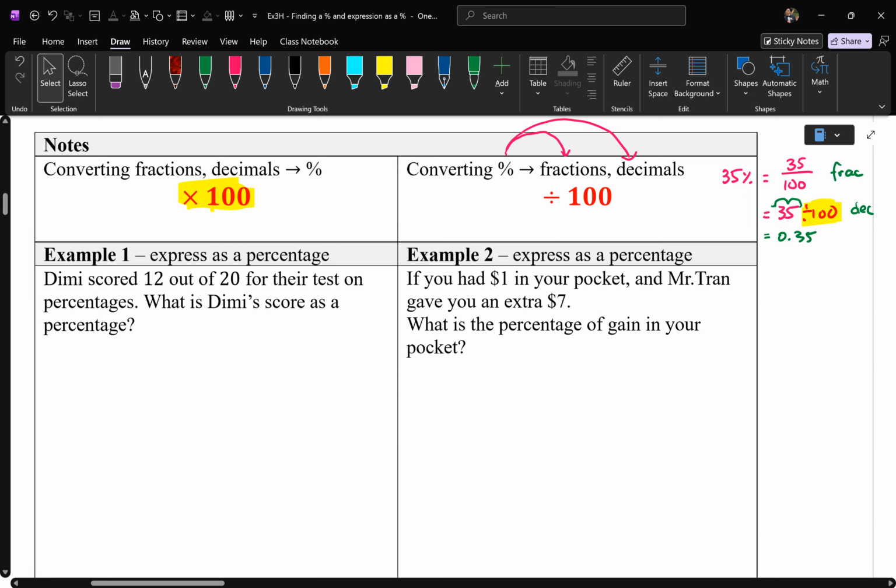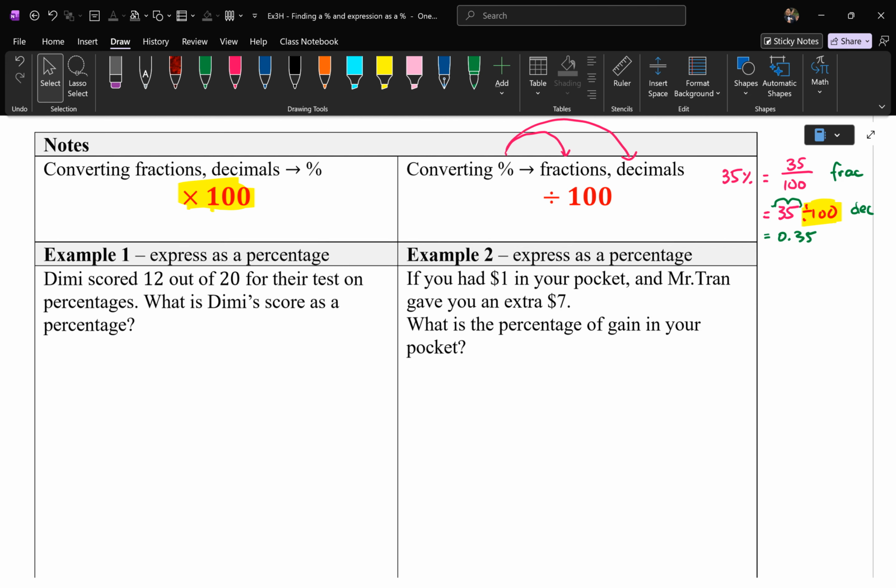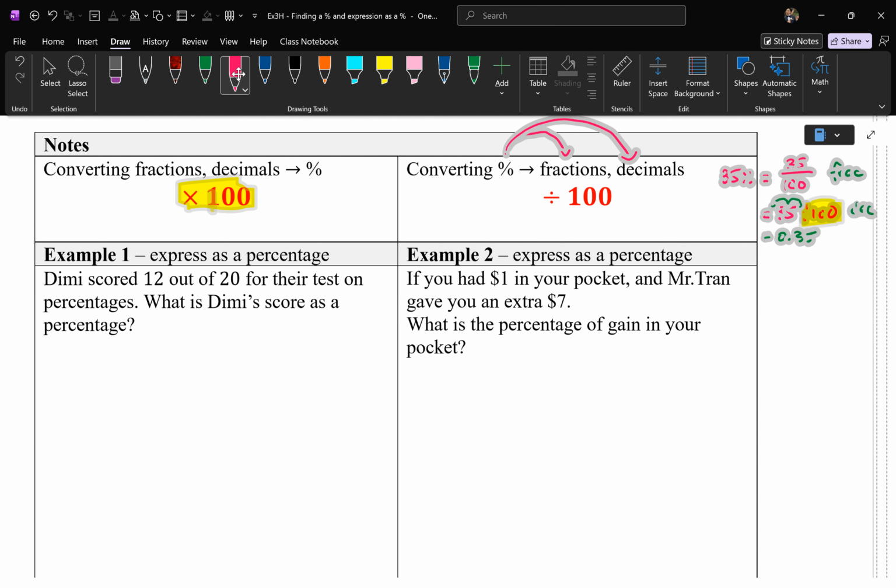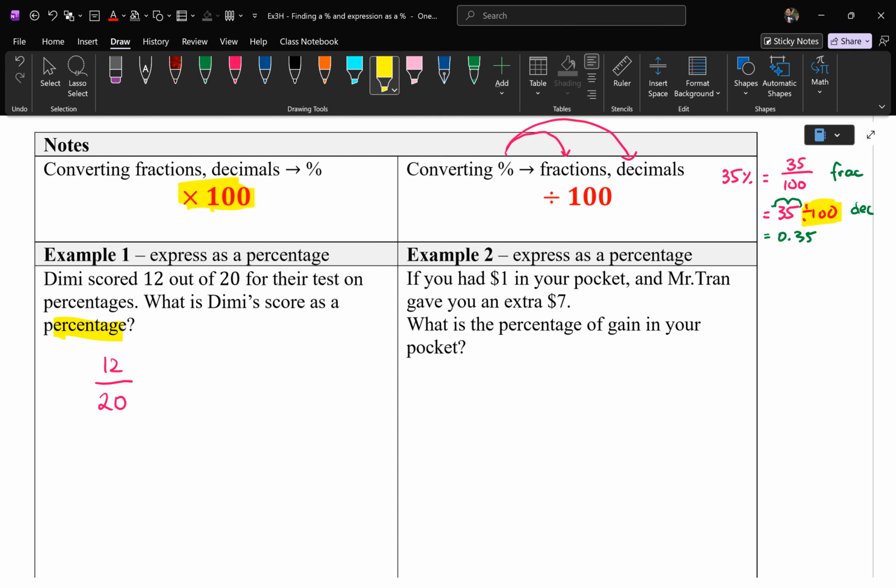Dimmy scored 12 out of 20 for their test on percentages. So if I write that proportion, it's 12 out of 20. Write that in. 12 out of 20 just means 12 divide 20. That's my proportion. Now the question is, what is Dimmy's score as a percentage? So if I want to convert to percentage, how do I do that?